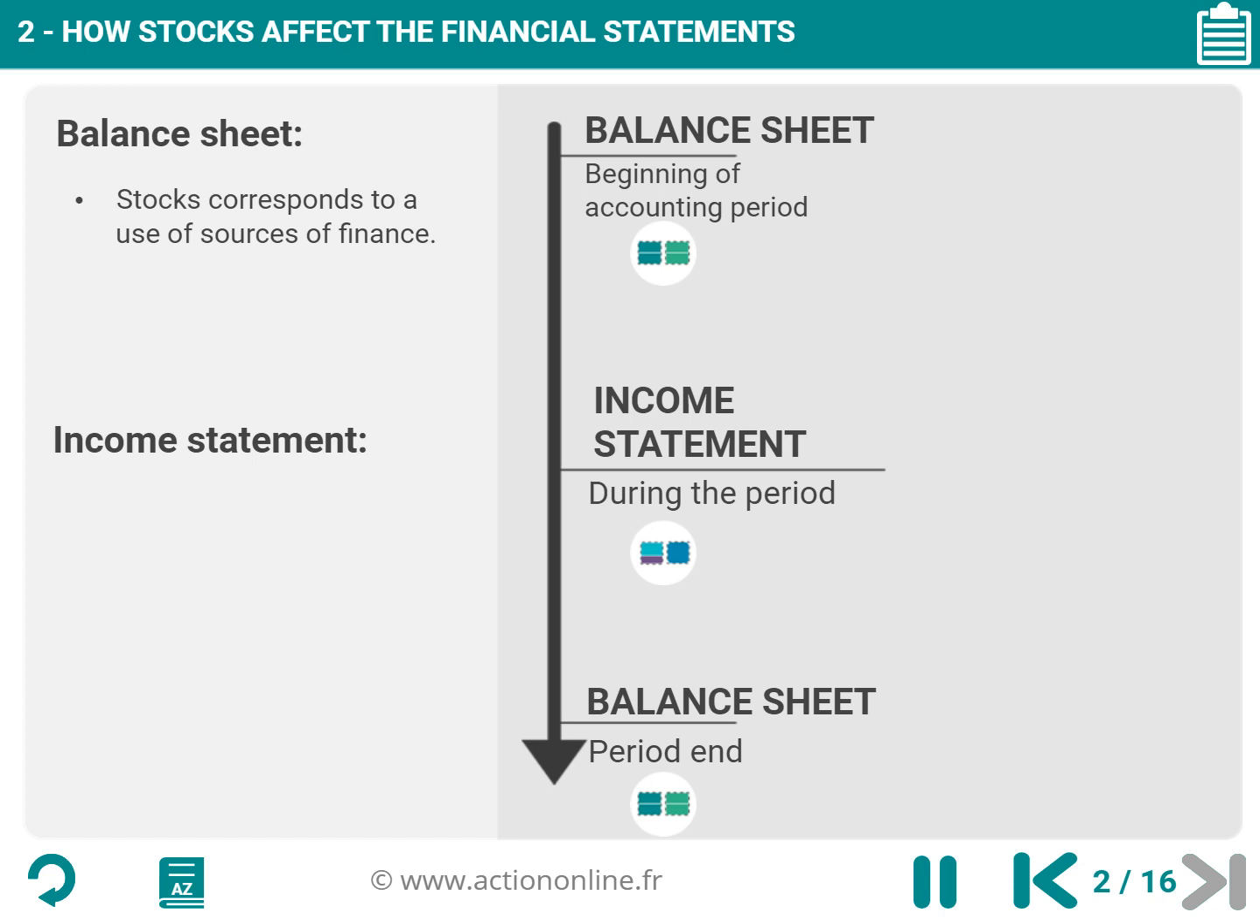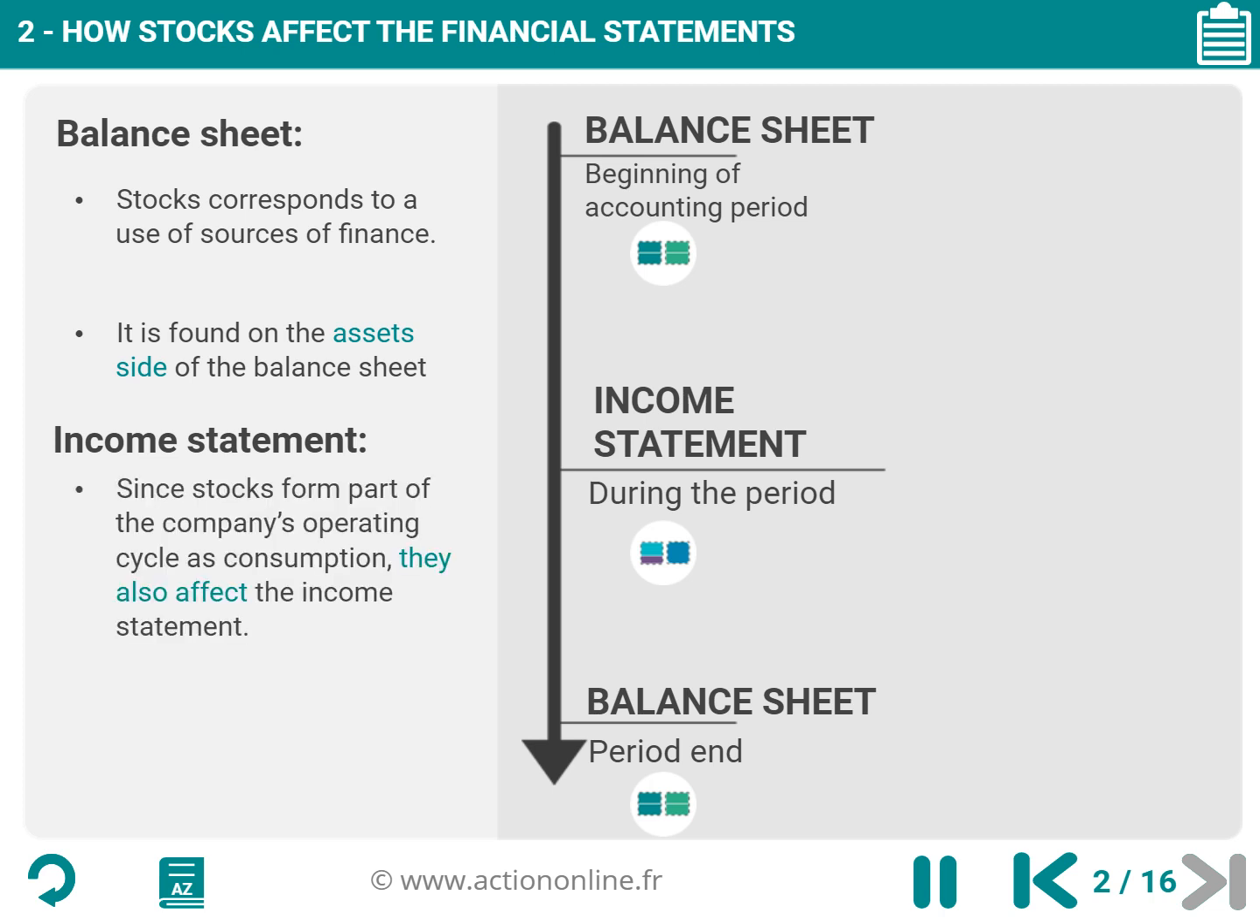Stock forms part of the company's operating cycle and corresponds to a use of sources of finance. This is, of course, the reason why it is found on the assets side of the balance sheet, within current assets. Because of this, stock has an impact on the company's balance sheet. Since stocks form part of the company's operating cycle as consumption, they also affect the income statement.